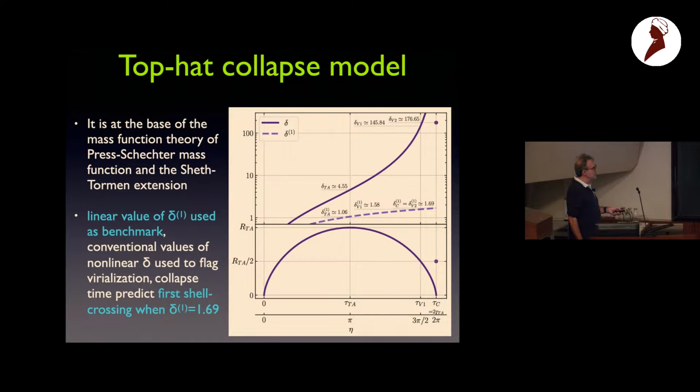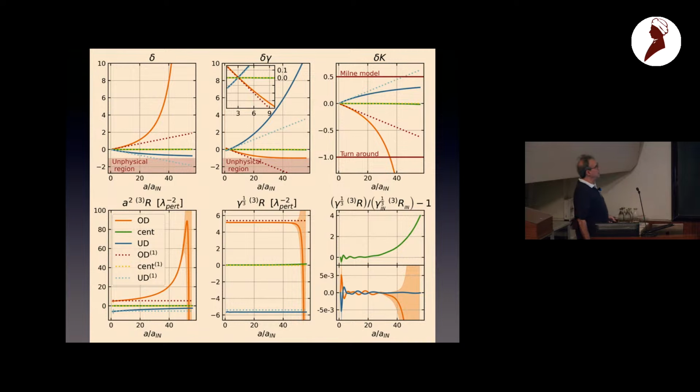And you use as a clock the linear density field, delta_L. The turnaround corresponds to linear delta of 1.06. This is independent of the initial value of delta. That's why it is used. And the full collapse will happen when the linear delta reaches 1.69. So that's what we wanted to check against.